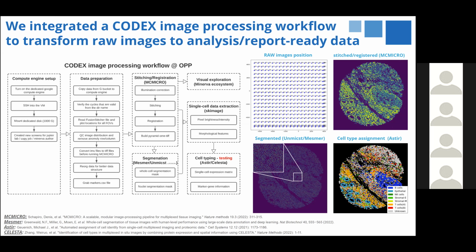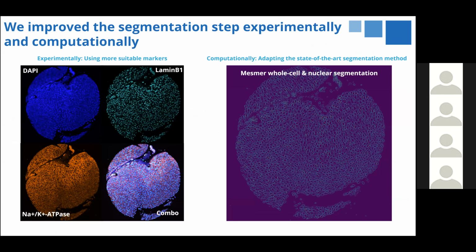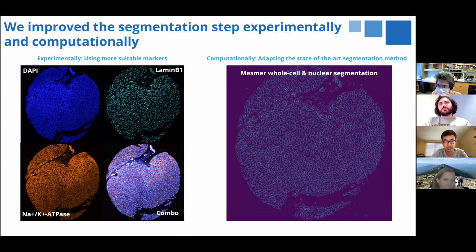Next slide, please. Here is an example of pipeline improvement on segmentation, as segmentation is critical for extracting single cell data. Experimentally, we tried different markers, and this Lamin B1 marker can clearly show the nuclear envelope with super clean signal. And this sodium potassium ATPase marker did a pretty good job on marking the membrane. By using these markers, the segmentation result was improved.